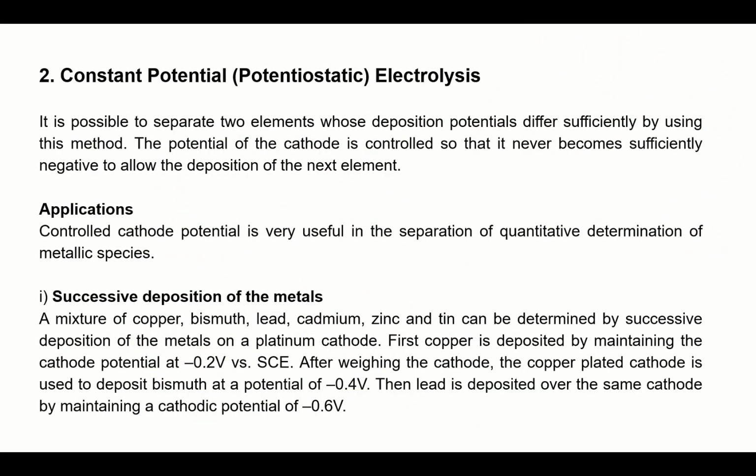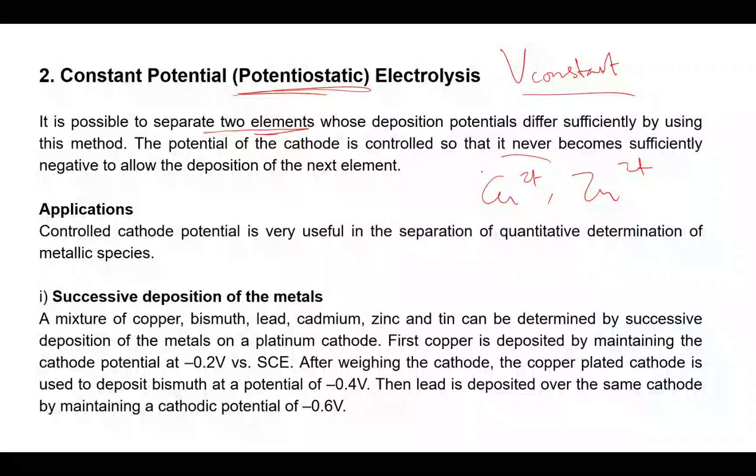Next is V constant, or potentiostatic. You just set the potential at a constant value. It is possible to separate two elements whose deposition potential differs sufficiently by using this method. You can separate, for example, copper and zinc. If your solution contains these two metal cations, you can separate the two elements using this V constant, because each of these elements has a different deposition potential.